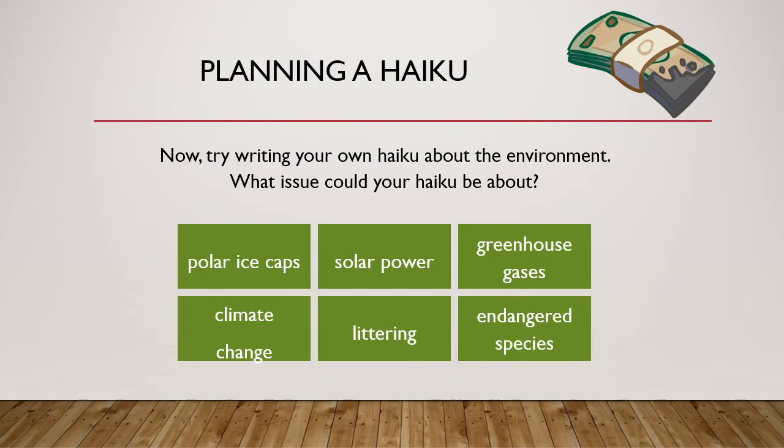You may want to think about a positive aspect of nature that you want to write about instead. That's fine as well, as long as it's got a link to the environment. I would choose a topic idea and then write down as many words as you can about it. This will help you to come up with some ideas for your haiku lines and help you to focus on the images that you want your reader to think about.